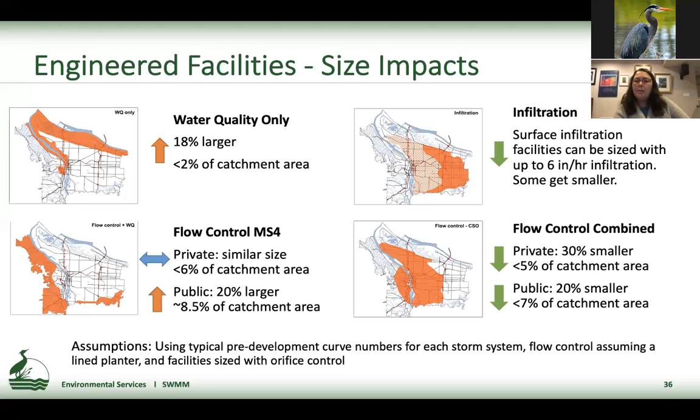And then for flow control and the combined, because of the combination of that increase in the infiltration rate of the growing media and the addition of orifice control, facilities on both private property and in the public right of way can still meet those flow control requirements with a smaller facility footprint.